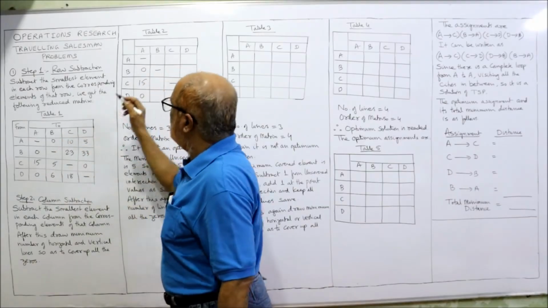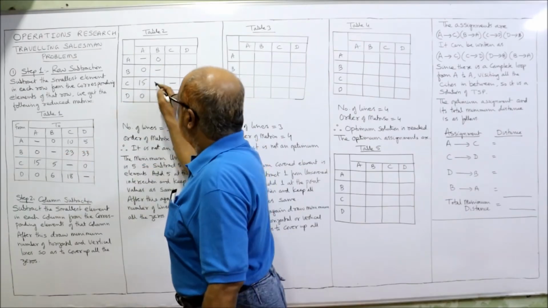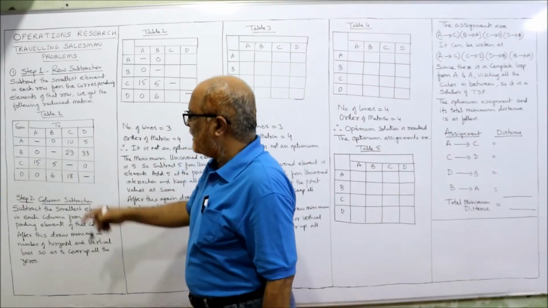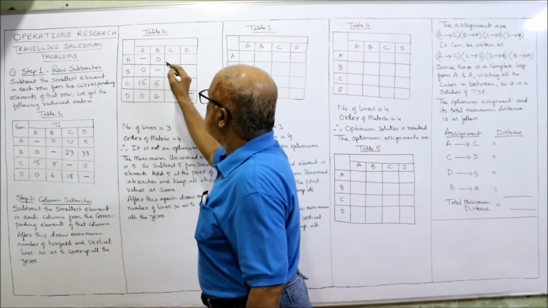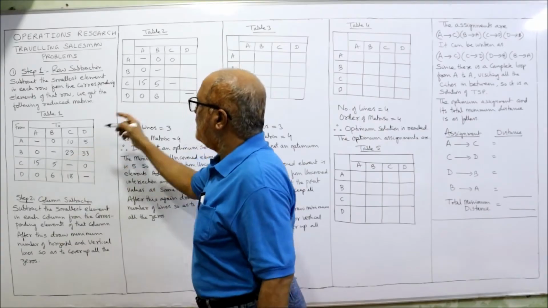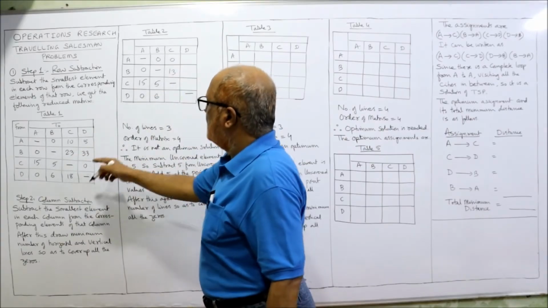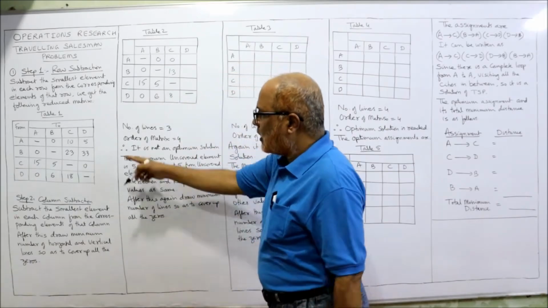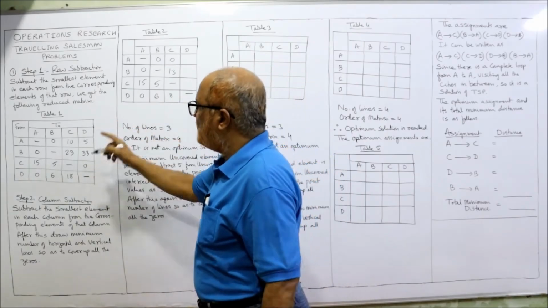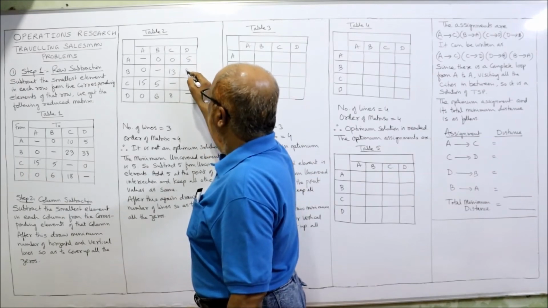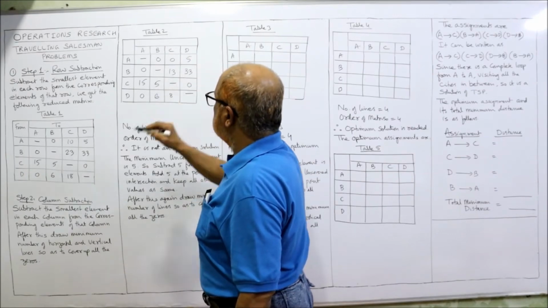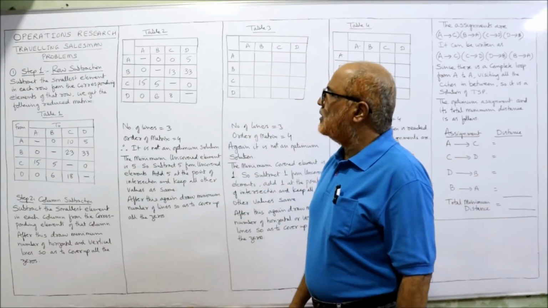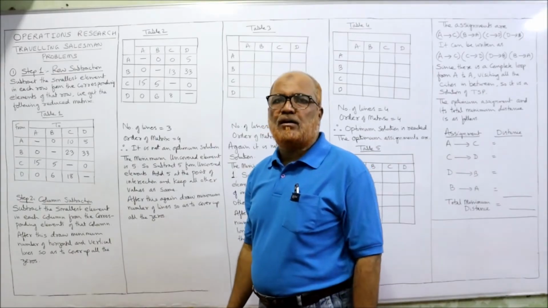Second column, again 0 is there. 0, then dash, 5 and 6. Third column minimum is 10. Now subtract 10. 10 minus 10, 0. 23 minus 10, 13. 18 minus 10 is 8. Last column minimum is 0. So same values, we get 5, 33 and 0. That's all. Now we have to draw the minimum number of lines covering the zeros.